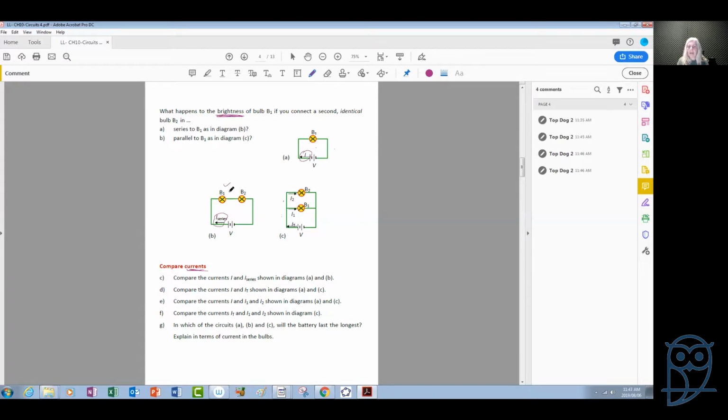I mean, the brightness of the bulbs represents the magnitude of the current. And we should expect the current here to be less. We saw that the brightness dropped here considerably, which means the current is a lot less than the current here. But because these bulbs are identical, we can say that the current here is half of the current in circuit A. So if we compare the currents I and I series, the current in the series connection is actually half of this current in the single bulb alone.